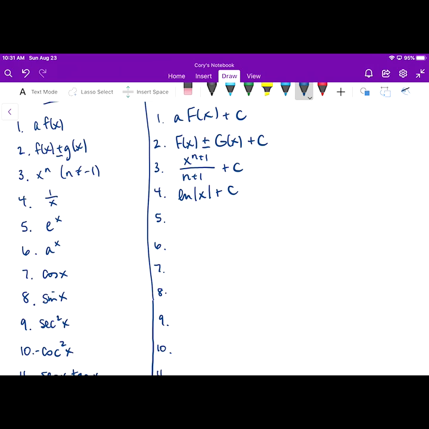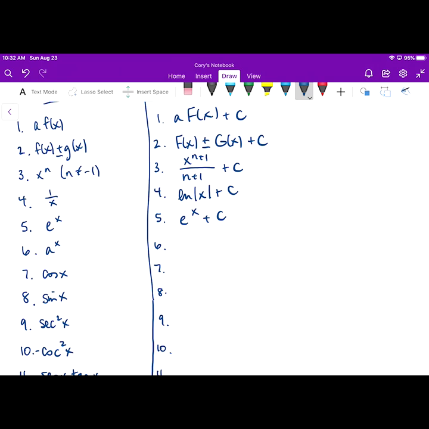So if we want the antiderivative of e raised to the x power, well, we want to think to ourselves, the derivative of what function is e raised to the x power? And the derivative of e raised to the x power is e to the x power. So the antiderivative of e to the x power is e to the x power plus c, plus our constant c.